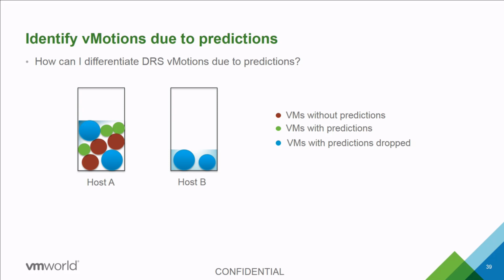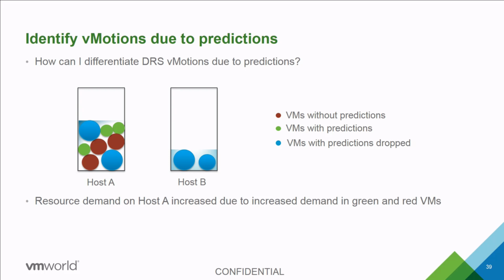So this is the cluster I have. And at this point, the resource demand on host A has increased. This is because the green ones, which have predictions, and the red ones, which do not have predictions, started asking for more resources. That's why you see the resource demand on host A has increased.